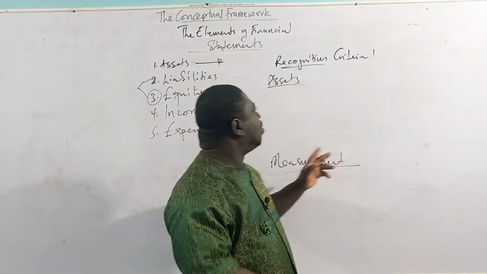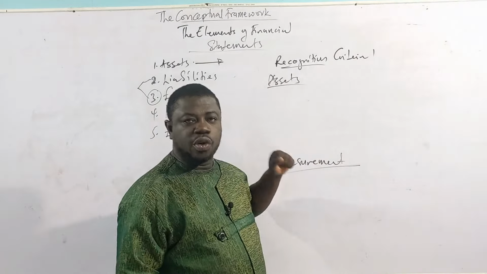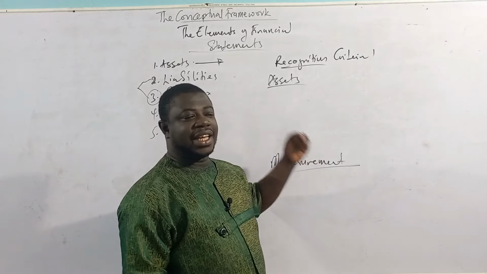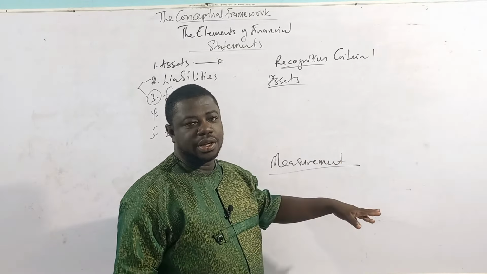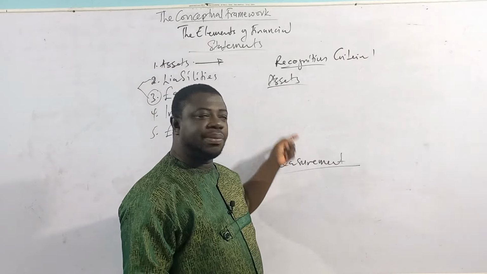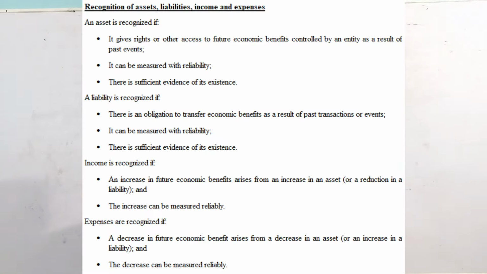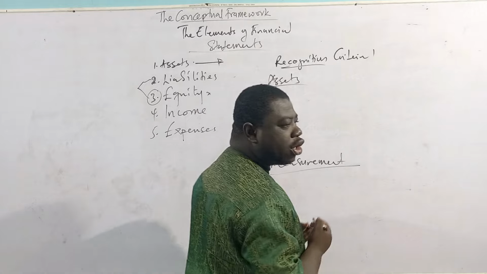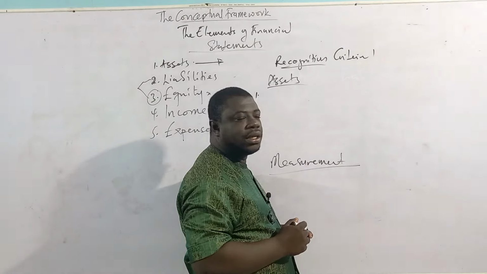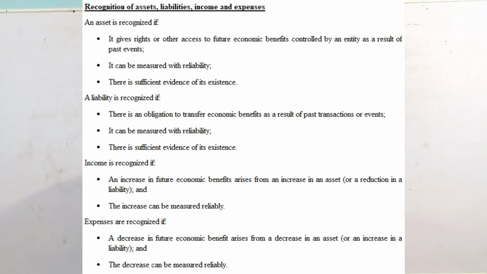When there is a high probability that future economic benefits will flow, then you recognize it, and the cost of the asset can be measured reliably. So there should be reliable measurement as well. That is where measurement comes in. And then there is also evidence of its existence. So it can be three: the flow of future economic benefits, reliable measurement, and sufficient evidence of its existence. That is the recognition criteria for assets.